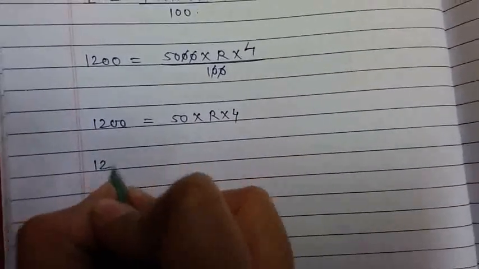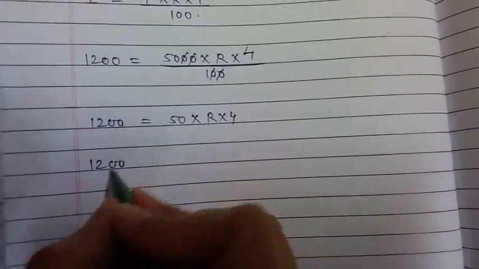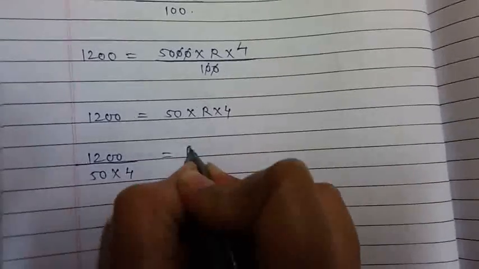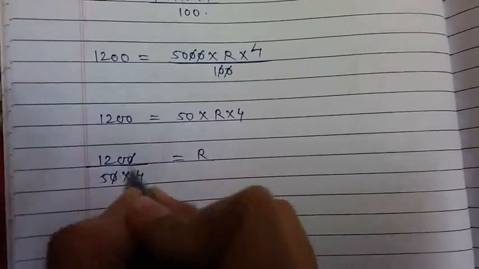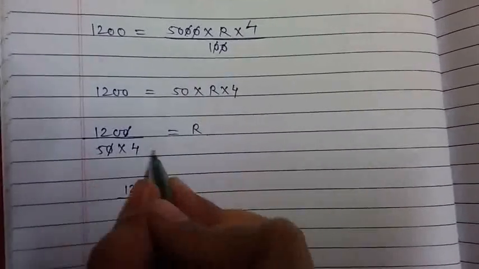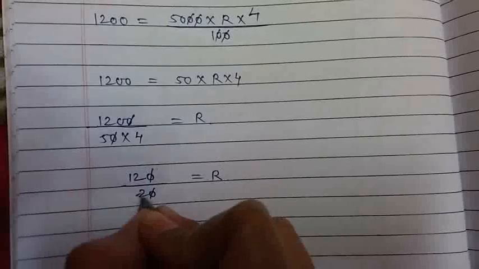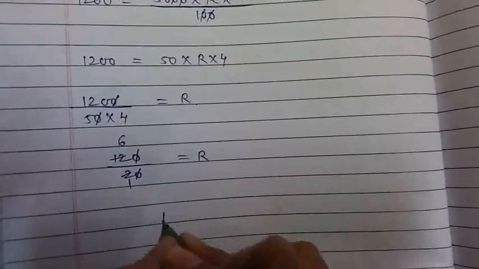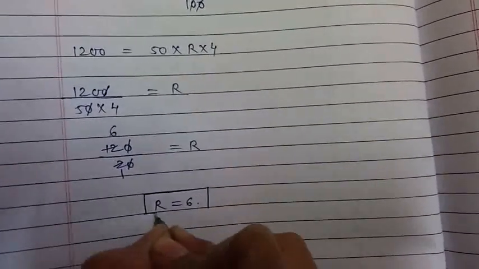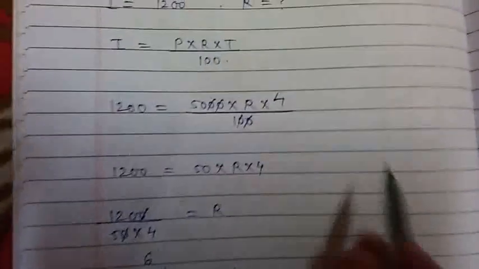Means 1,200. Now this 50 and R is multiplied. Opposite to the equal to sign, they get divided. Means 1,200 upon 50 multiplied by 4 is equal to R. Again this 0 will get cancelled. Means what is remaining? 120 upon 5 4s are 20 is equal to R. Again this 0 will get cancelled. 2 1s are 2, 2 6s are 12. Means the value of R is equal to 6. This is our R. Now the value of R we will place in this formula.